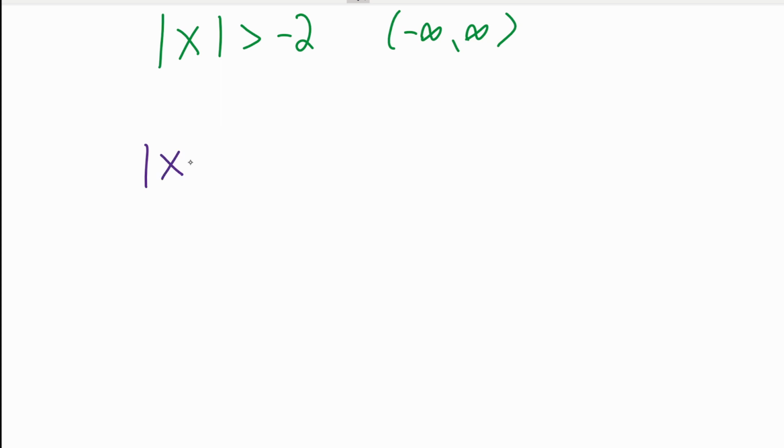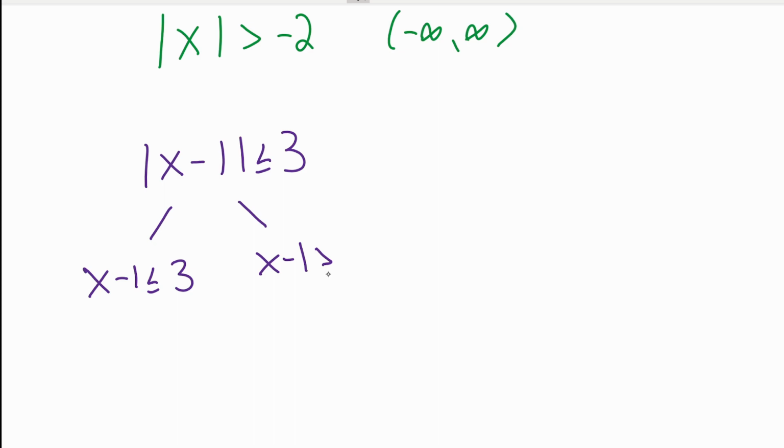So how would we solve the absolute value of x minus 1 is less than or equal to 3? Well, we would say, okay, we'd break it up into two cases, just like we would for an and inequality, right? We'd say, okay, x minus 1 is less than or equal to 3, or x minus 1 is greater than or equal to negative 3. Okay, or I guess we should say and.